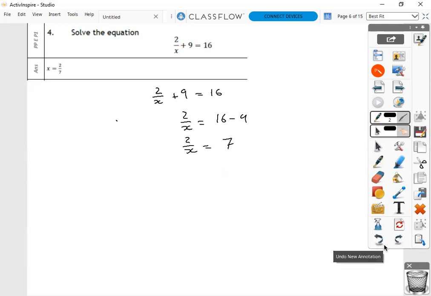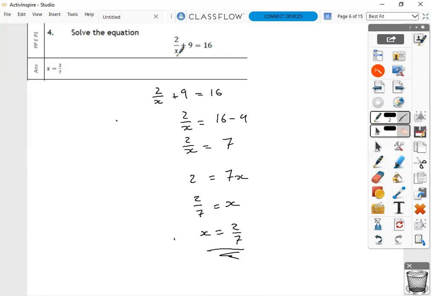So what I need to do here, what you need to do here, is leave the 2 on the left hand side and bring the x over. Now it's a divide on the left hand side, so it becomes a multiply on the right. Okay, and then to isolate x, I bring the 7 across, so it becomes 2 over 7 equals x. Okay, and just plug that in. Perfect answer.